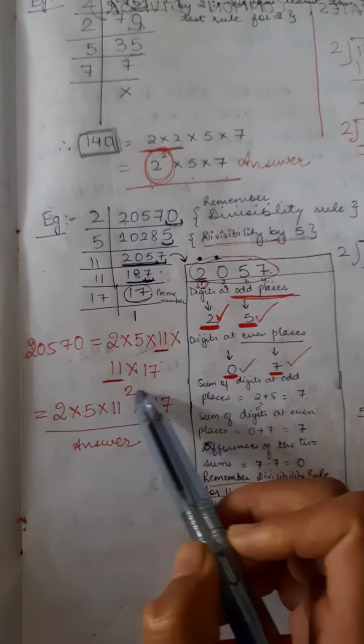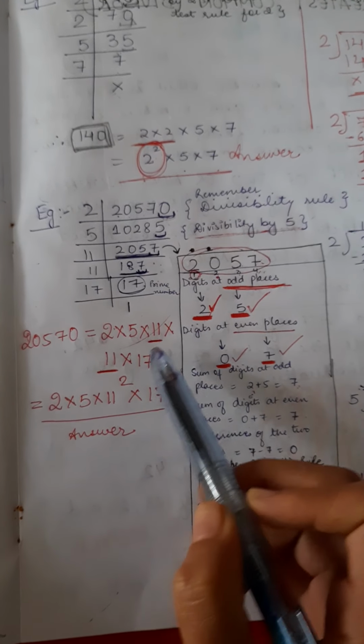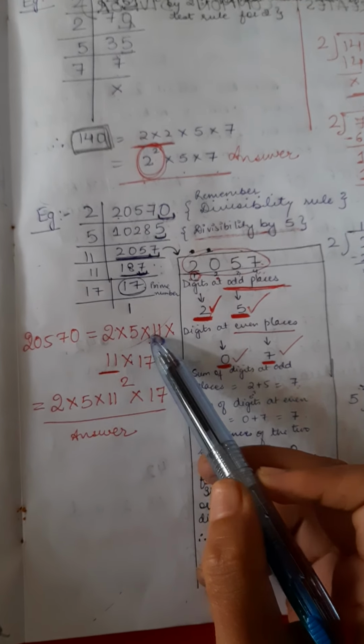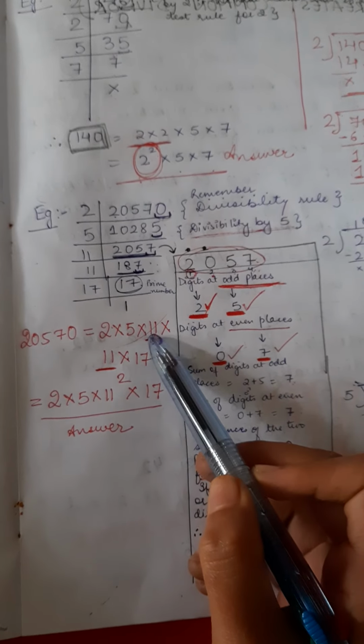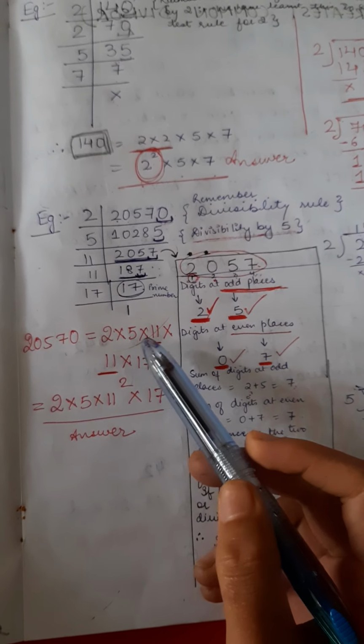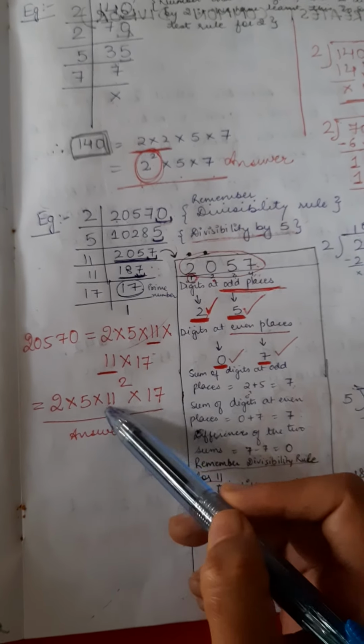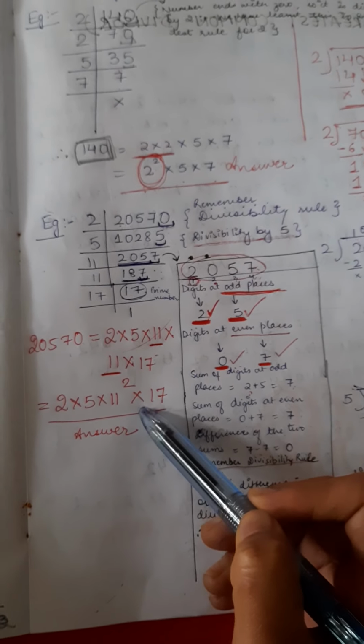Then you have to write down the answer this way, and at the end you have to check if a number is being repeated, one time or many times. You have to write it in the form of exponential notation.